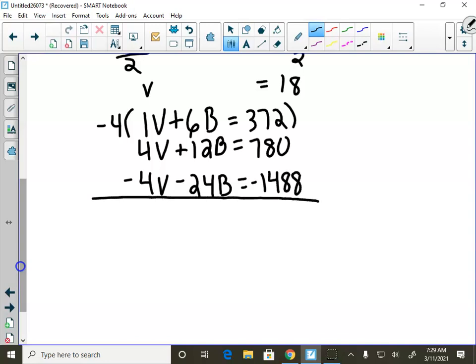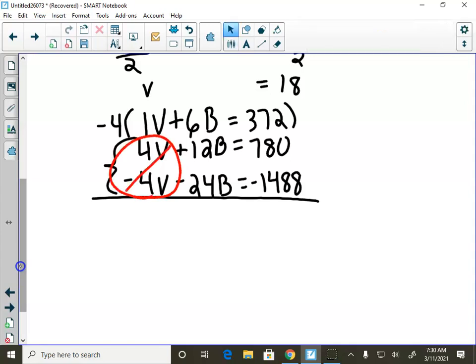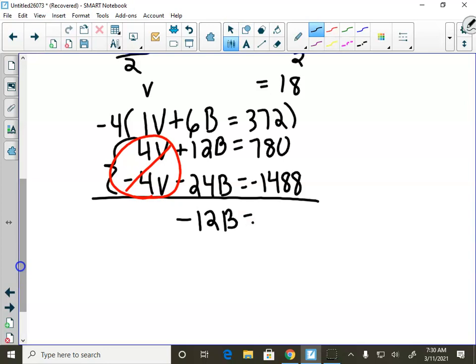Okay, so again, I have my two equations here. You could see this time, hopefully, that your v is going to drop out. And we'll be left with -12b equals -708. And then divide by -12. And b is equal to 59.